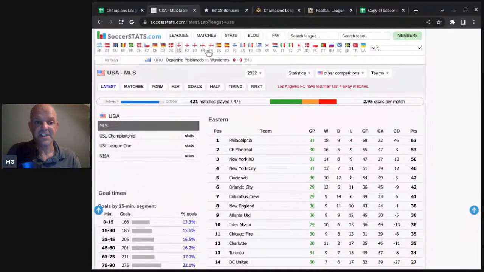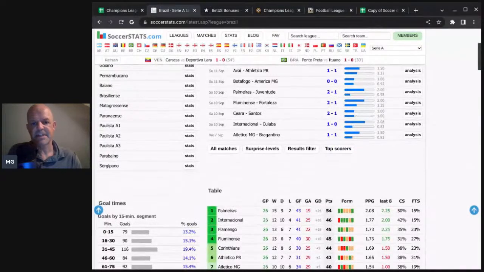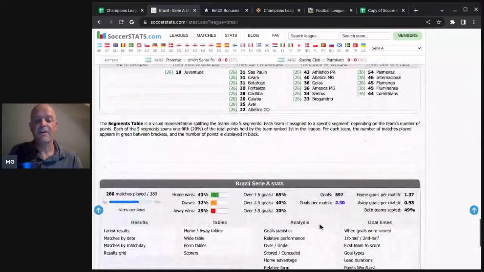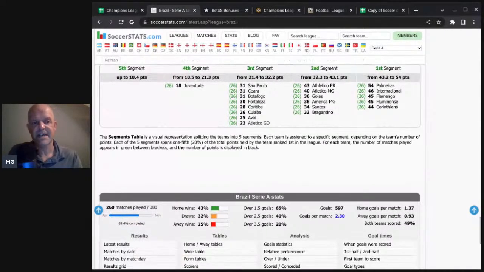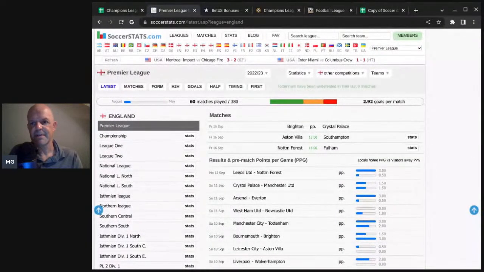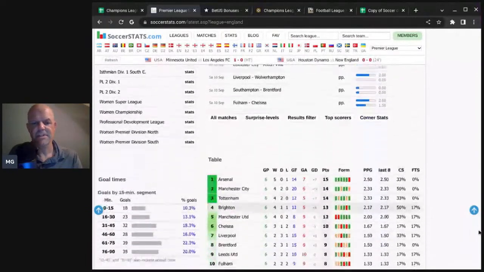What about overseas? Let's take a look at Brazil. The reason I use Brazil, we'll come to some of these other ones that just started. We'll scroll down here, and you'll see Brazil, 43% home team, 32% for the draws, and 25% for the away side. That's through 260 matches. You can look at English Premier League. Even though they haven't played a lot of matches, they just started last month, let's scroll all the way to the bottom.